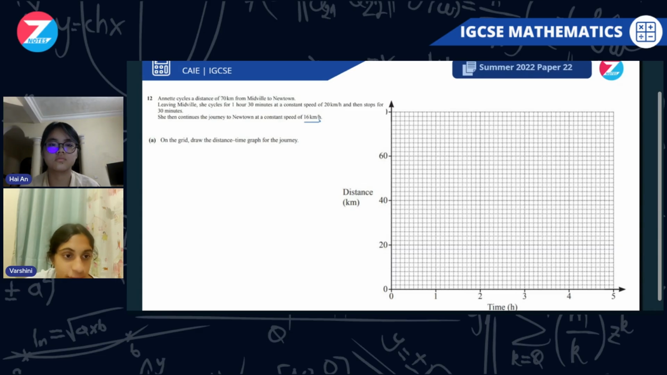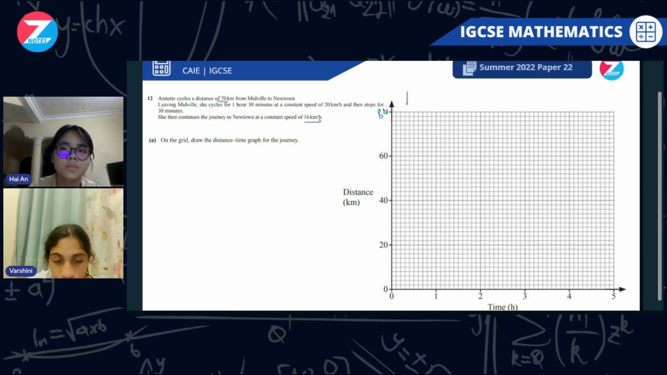So first, let's look at this. We know that her total distance is going to be 70 kilometers. So at the end, hold on, this is 80. And first let's look at the boxes. On the y-axis, we can see that for 20 kilometers, there are 10 boxes. So one box is going to be equal to 20 by 10, which is 2. And on the x-axis, we can see that for 1 hour, there are 10 boxes. So one box is going to be equal to 1 by 10, which is 0.1 hour.